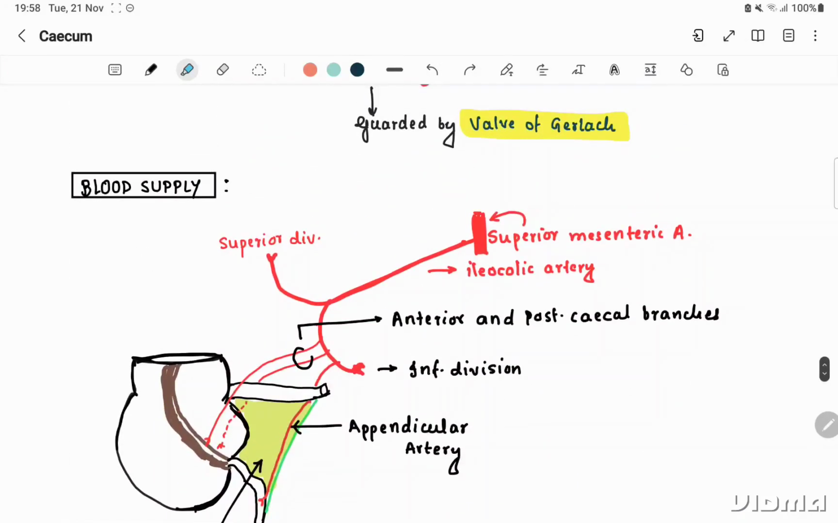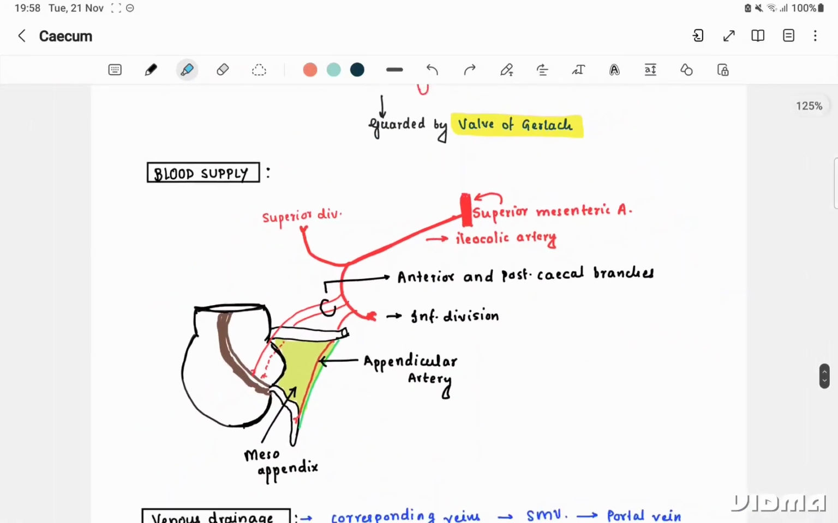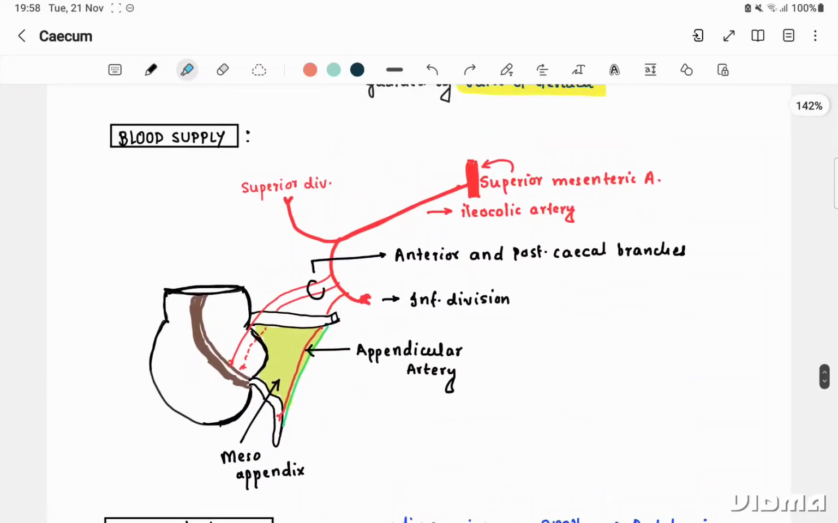What is the blood supply? Blood supply of the cecum and the appendix. You can draw this diagram for the blood supply. We have the superior mesenteric artery, which gives an ileocolic artery. This ileocolic artery has a superior division and an inferior division, and from the inferior division there will be anterior and posterior cecal branches, and the appendicular artery, which will supply the appendix, and this is the mesoappendix part.